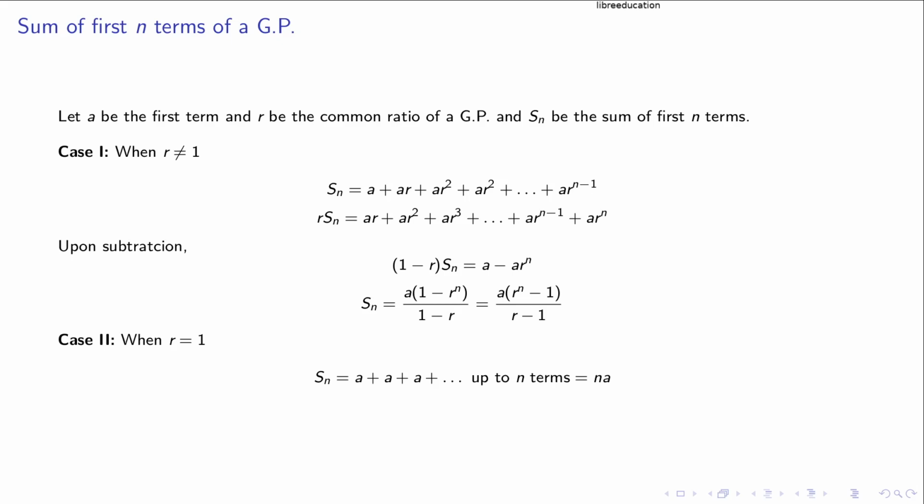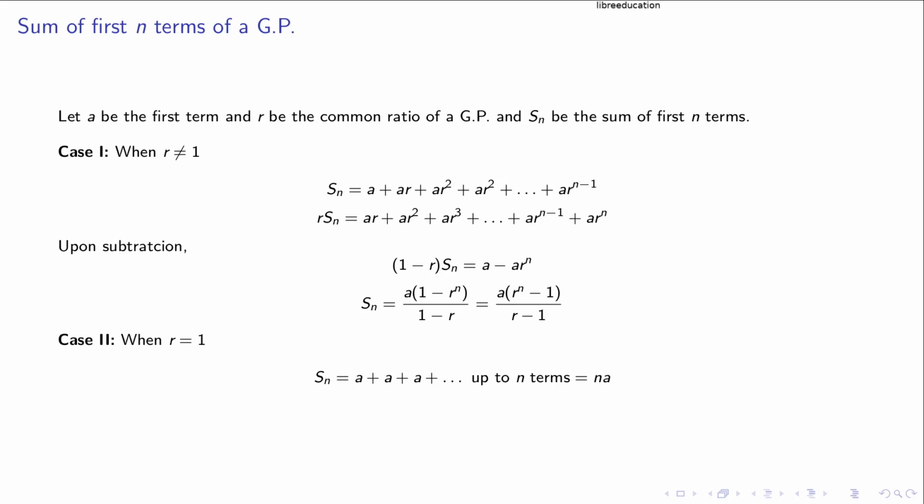So we see that the sum of n terms is a into 1 minus r to the power n by 1 minus r, or a into r to the power n minus 1 by r minus 1. But what if r is equal to 1? Then in this case, if you substitute r equal to 1 literally in this, you will get a into 0 by 0.